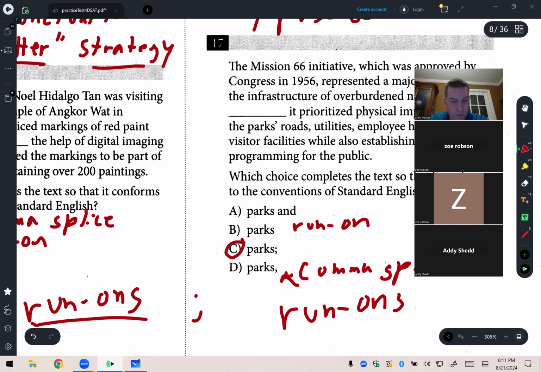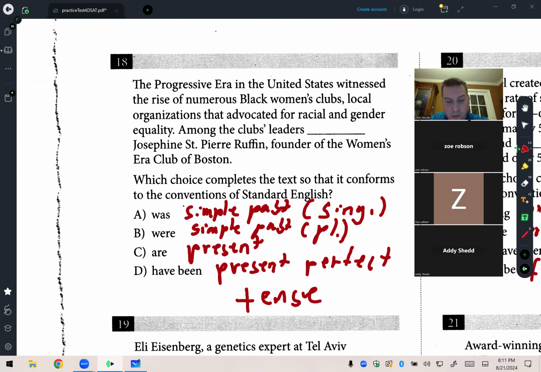All right, on to 18. They're testing us on tense. Are we in present tense? Are we in past tense? Are we in present perfect? And it could also just be a question of subject-verb agreement.